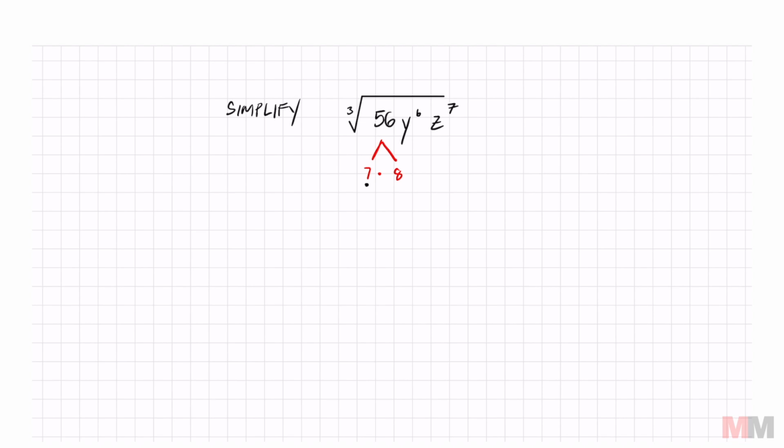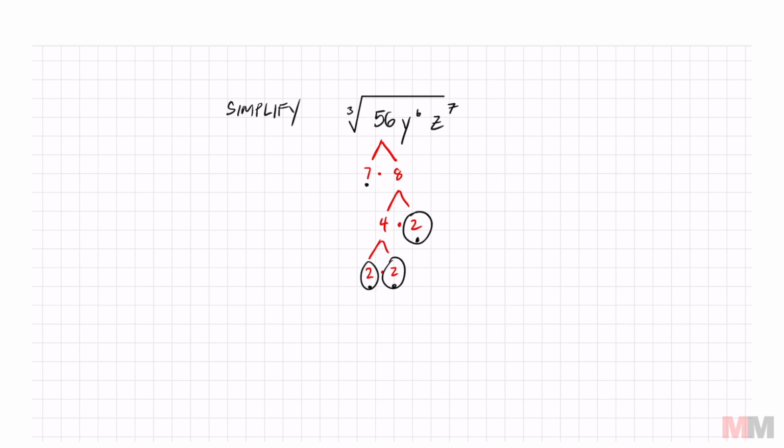But 8, I can break into 4 times 2. There's my other prime number. And 4 I can break down to 2 times 2. And both of these are prime, right? I need to look for 3 of a kind to take it out of that cube root. So there's 1, 2, 3. There's my 3 of a kind.